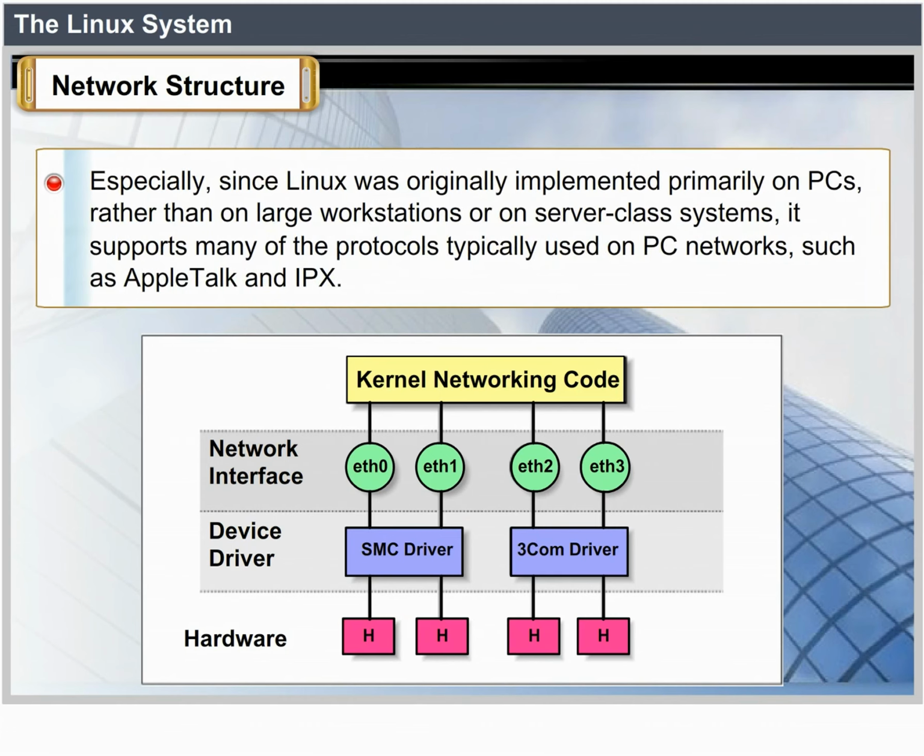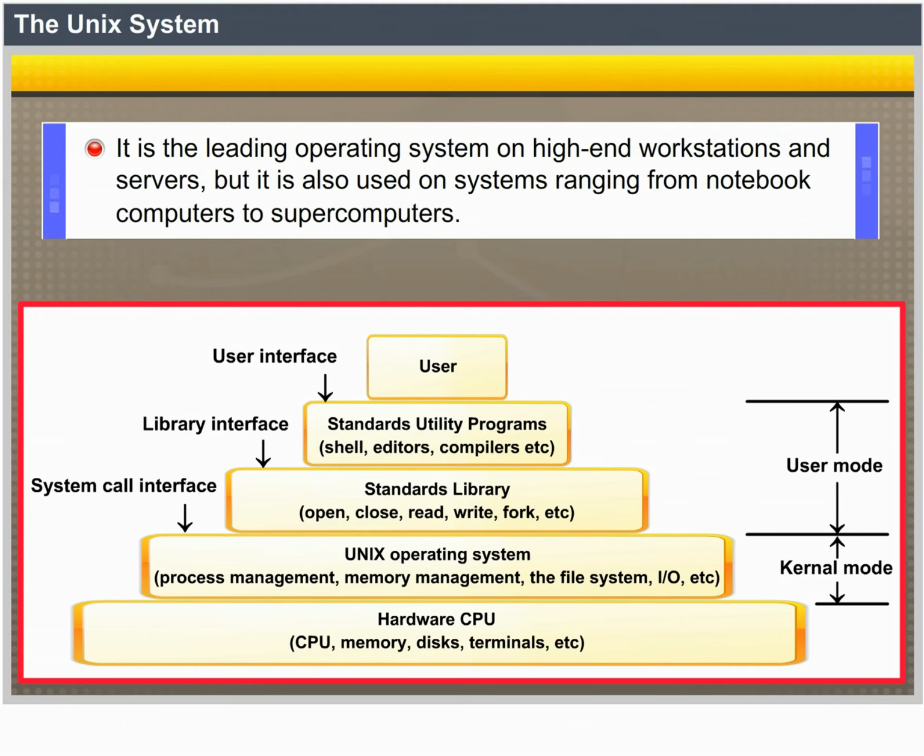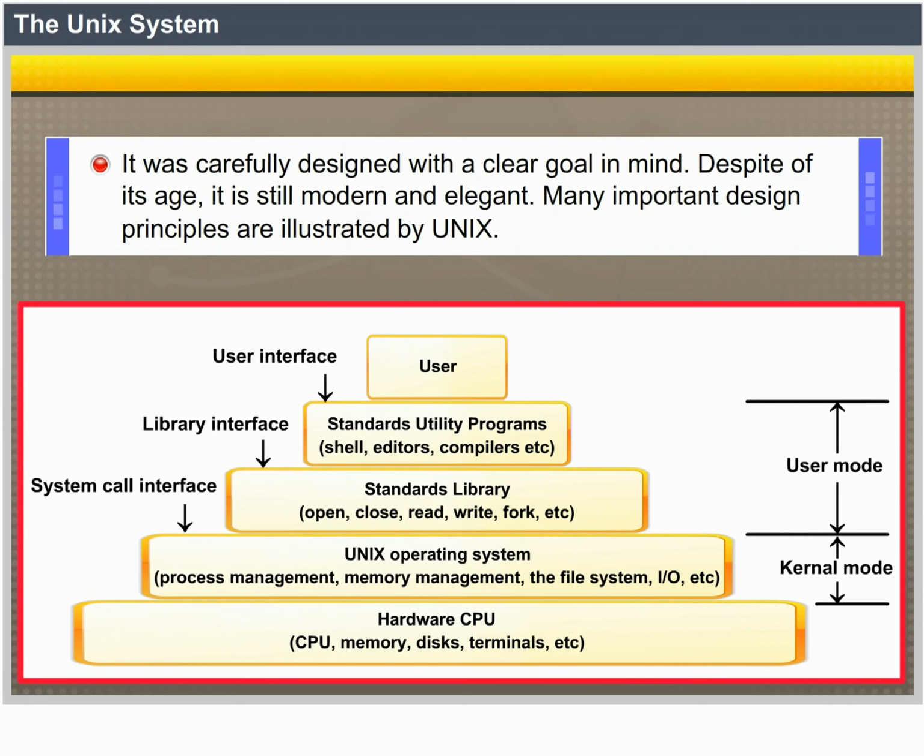The Unix system. In the previous chapters, we examined many operating system principles, abstractions, algorithms, and techniques in general. Now it is time to look at some concrete systems to see how these principles are applied in the real world. We will begin with Unix because it runs on a wider variety of computers than any other operating system. It is the dominant operating system on high-end workstations and servers, but it is also used on systems ranging from notebook computers to supercomputers. It was carefully designed with a clean design and, despite its age, is still modern and elegant.